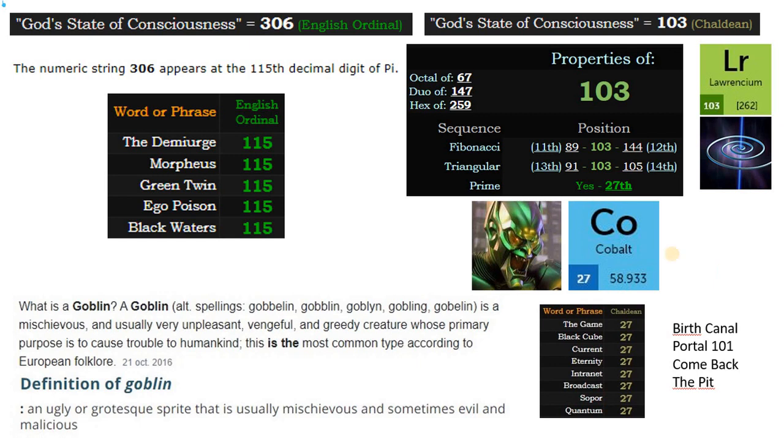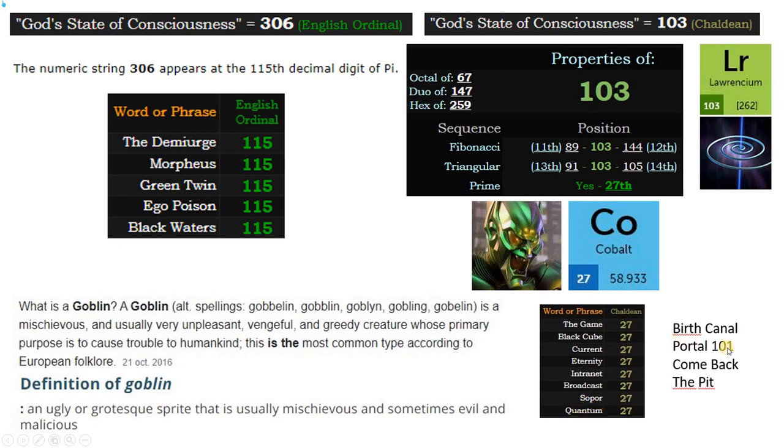And 103 is the 27th prime number linked to element cobalt, and here we can see the goblin. Cobalt means goblin, and it is linked to what we had in English ordinal with green twin. Words with 27 are the game, so this is the matrix game of life. We have the black cube of Saturn, eternity, intranet, sopor, and quantum. So sopor is the same as Morpheus. It's another name for the god of sleep. And we have quantum, that means that this entity operates on a quantum level.